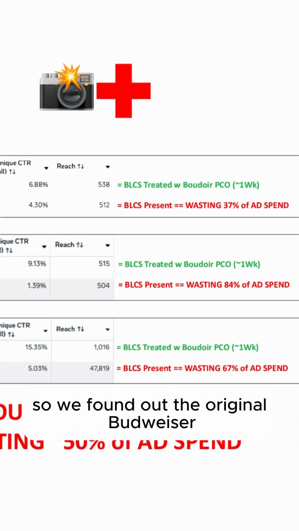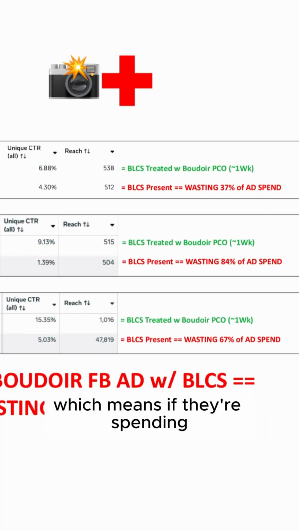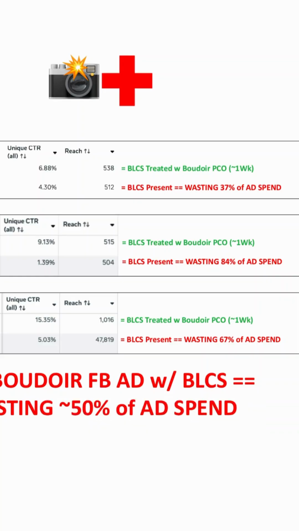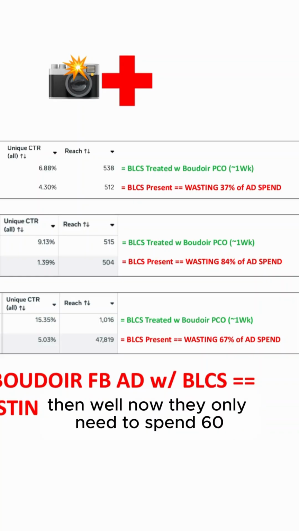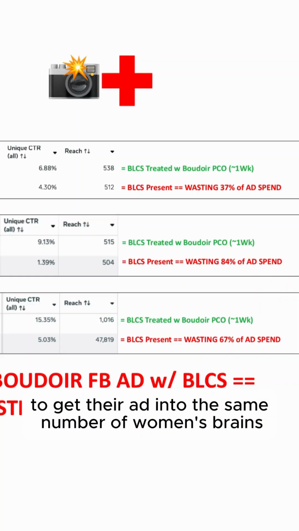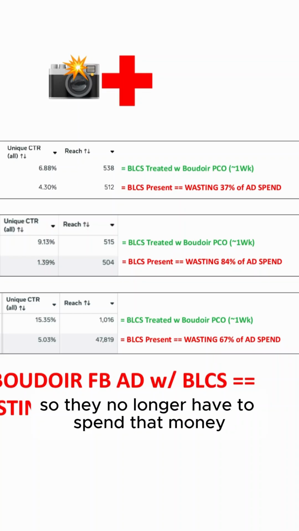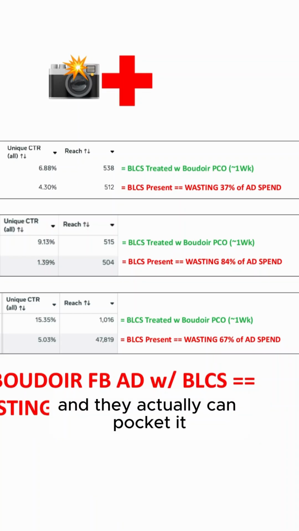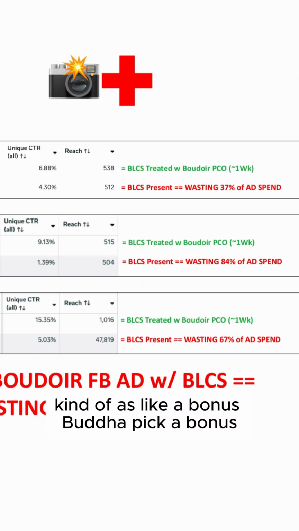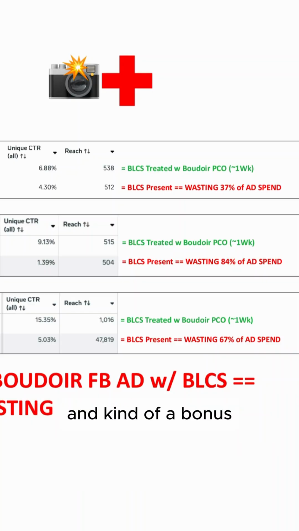So we found out the original Boudoir Facebook ad was wasting 37% of ad spend, which means if they're spending 10 grand a month on the original Boudoir Facebook ad, now they only need to spend $6,300 a month on the Boudoir Pico treated ad to get their ad into the same number of women's brains. So they no longer have to spend that money, and they actually can pocket it kind of as a bonus, Boudoir Pico bonus. They just don't spend it because it would have all been wasted anyways. And kind of a bonus, $3,700 a month bonus.